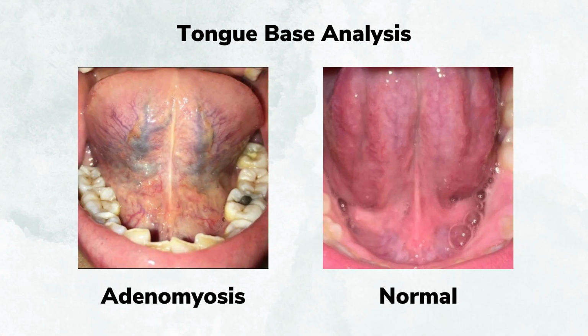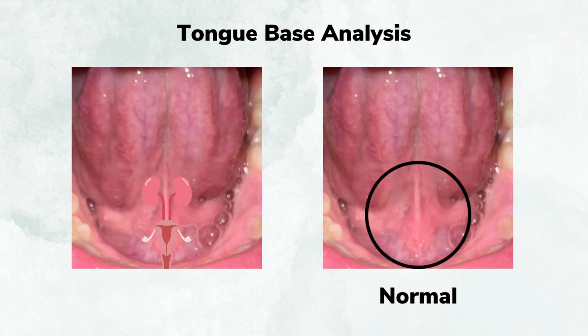To make it crystal clear, let's compare a normal tongue base with a tongue base affected by adenomyosis. On the left side, you can clearly see that the circled area looks disorganized and irregular. On the other hand, the image on the right shows a normal appearance of urinary and reproductive systems. I'm sure that you can easily spot the difference and recognize the problem area from these two tongue pictures.